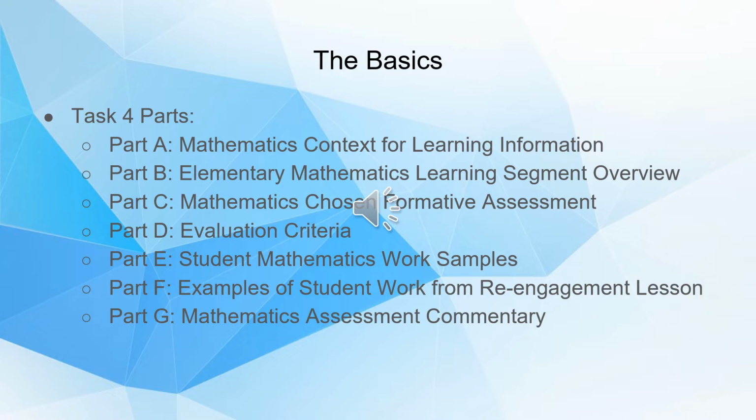Part D is going to be the actual evaluation criteria that you're using to tell whether they need more help or not. Part E is the work samples, just like you did in task 3. You're going to do student work samples, except this time for math. Part F is the examples of student work from the re-engagement lesson. So you're going to reteach them, and then you're going to turn in examples of their work to show how they got better. And then the last part is going to be your commentary, just like the other tasks, where you'll have to explain what you did.